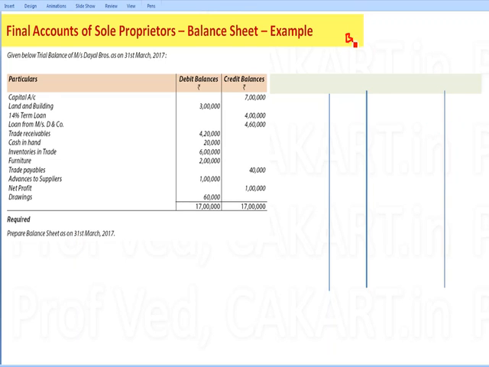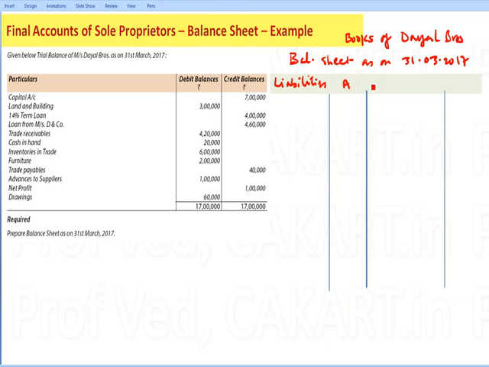2017. Okay, so books of Dayal Brothers, balance sheet as on 31st March 2017. We'll write liabilities this side, amount, asset this side, and amount. Okay, fine. Let's get started then.